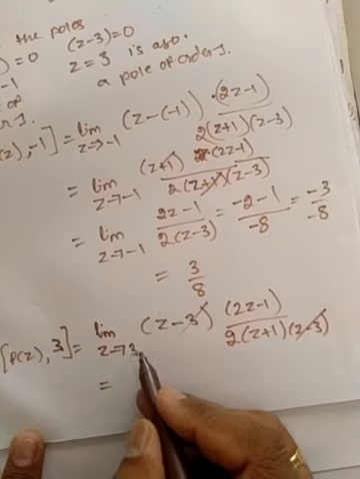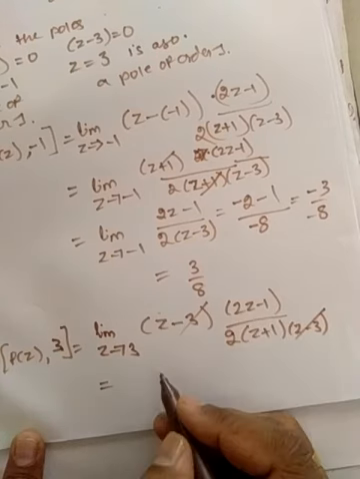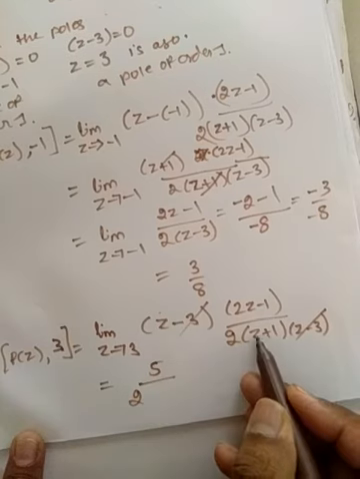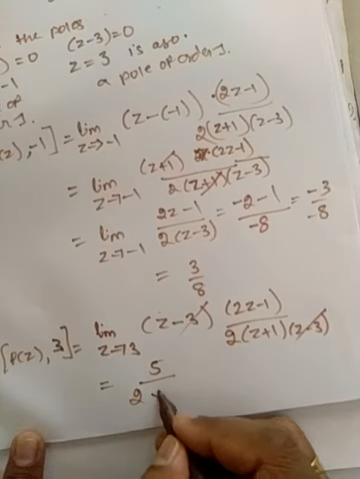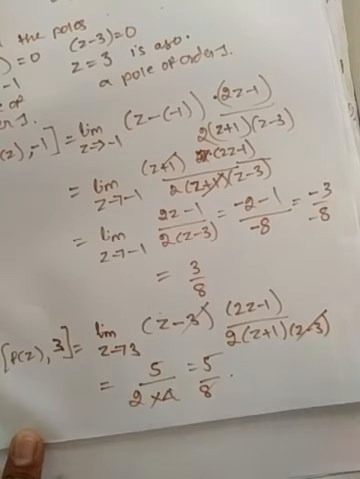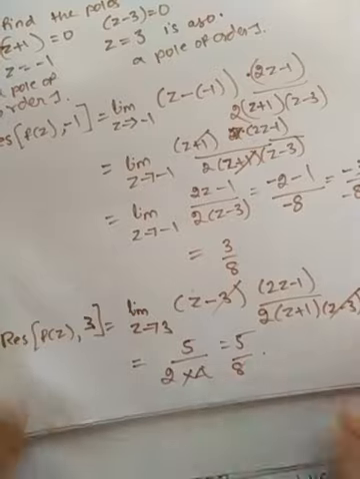Then substituting the limits, z is equal to 3. So 3 into 2, 6. 6 minus 1, that is 5, divided by 2 into (3 plus 1), 4. 2 into 4. So this is 5 divided by 8. So this is the residue of f of z at z is equal to 3. Now, therefore, only two poles are existing.